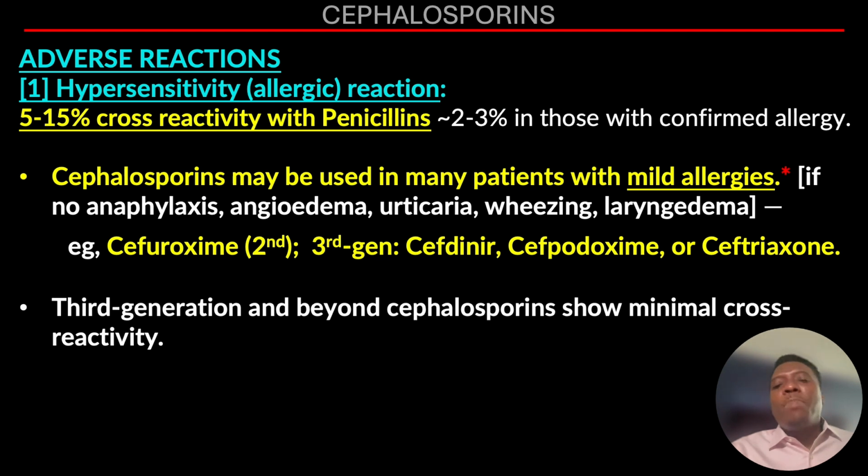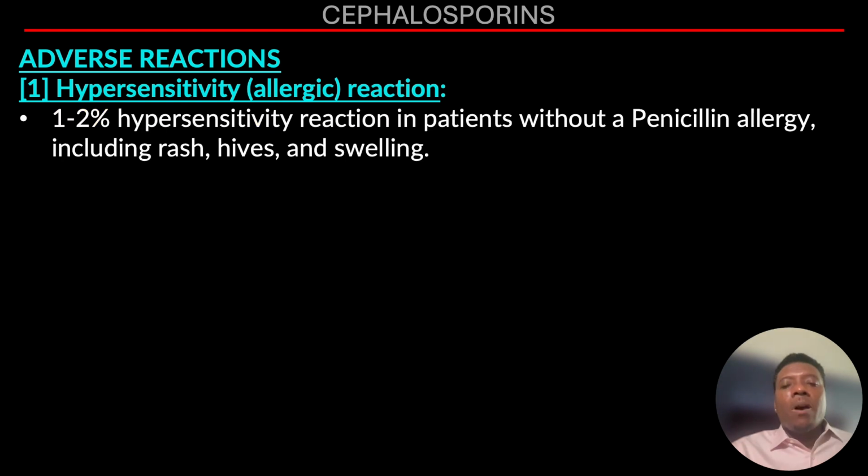Now, if someone has a mild penicillin allergy, you can use a third generation cephalosporin like cefdinir, cefpodoxime, or ceftriaxone. You can even use the second generation cefuroxime. Because again, from third on, they have less cross-reactivity against penicillins. Very low incidence of hypersensitivity reaction to just them without a penicillin allergy, about 1 or 2%.